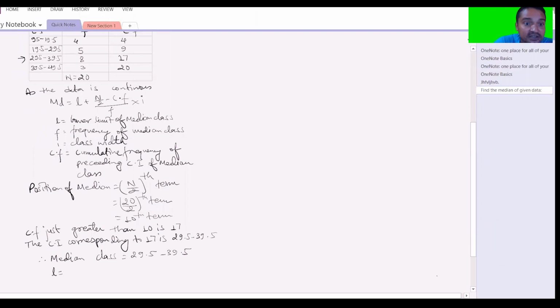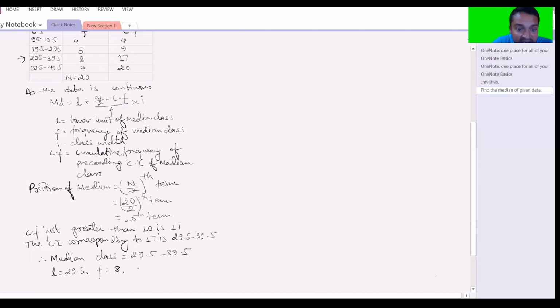L means the lower limit of the median class. As the median class is 29.5 to 39.5, the first one is the lower limit, the second one is the upper limit. The value of L is 29.5. Now F means the frequency of the median class. The median class is 29.5 to 39.5, and the corresponding frequency is 8.